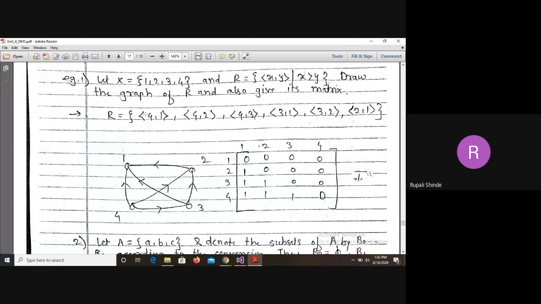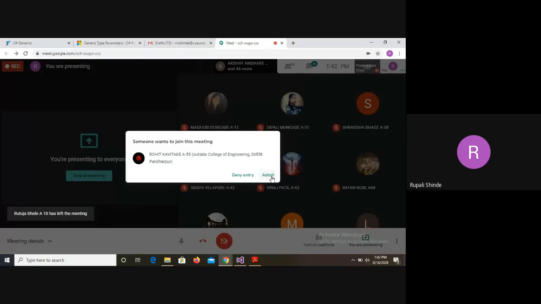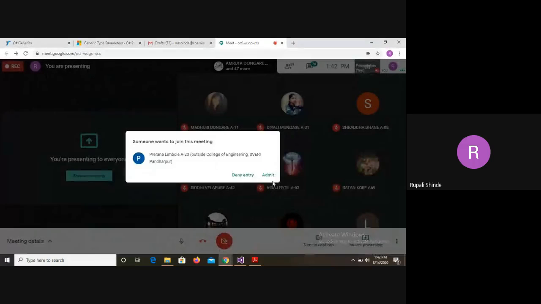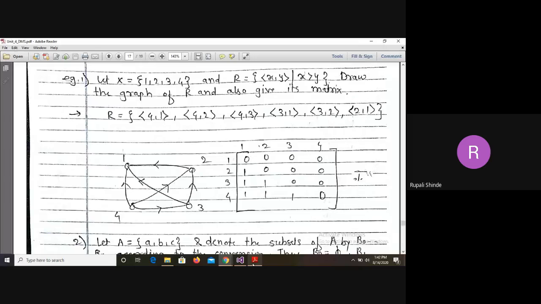Now we have to draw the graph of relation R. For this graph again we have to take 4 circles to represent the 4 elements of this set, 1, 2, 3, 4. So we have taken here 4 circles to represent the 4 elements of that set. Now we have to draw the graph of this relation R.